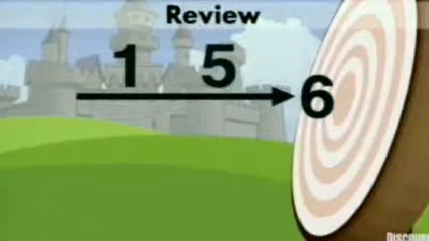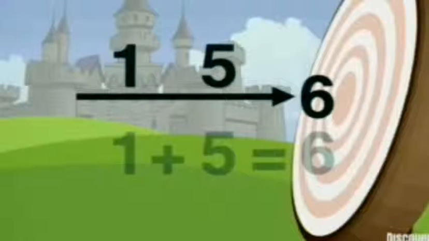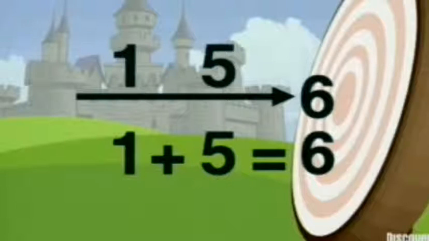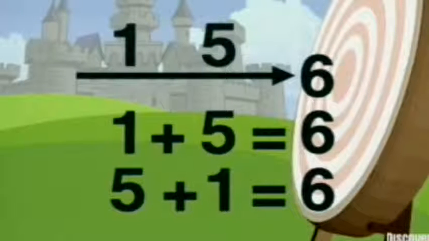You've learned to write one addition fact and one subtraction fact for a number family, but most families tell about 2 addition facts and 2 subtraction facts. Say the addition fact that goes forward along the arrow. 1 plus 5 equals 6. The other addition fact also ends up with the big number. 5 plus 1 equals 6. Say the addition fact that starts with 5.